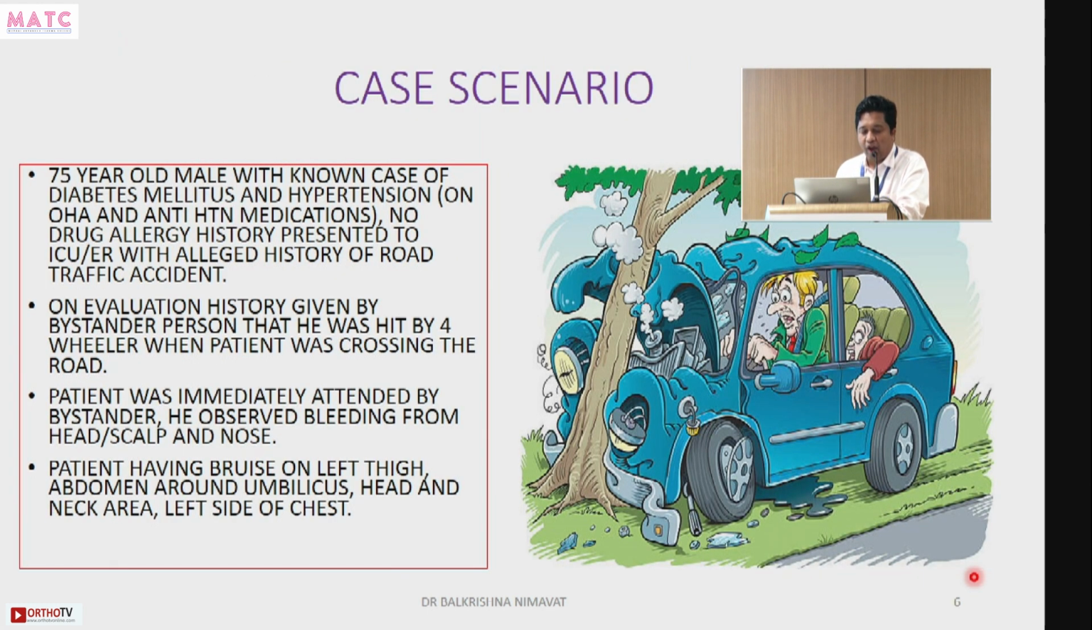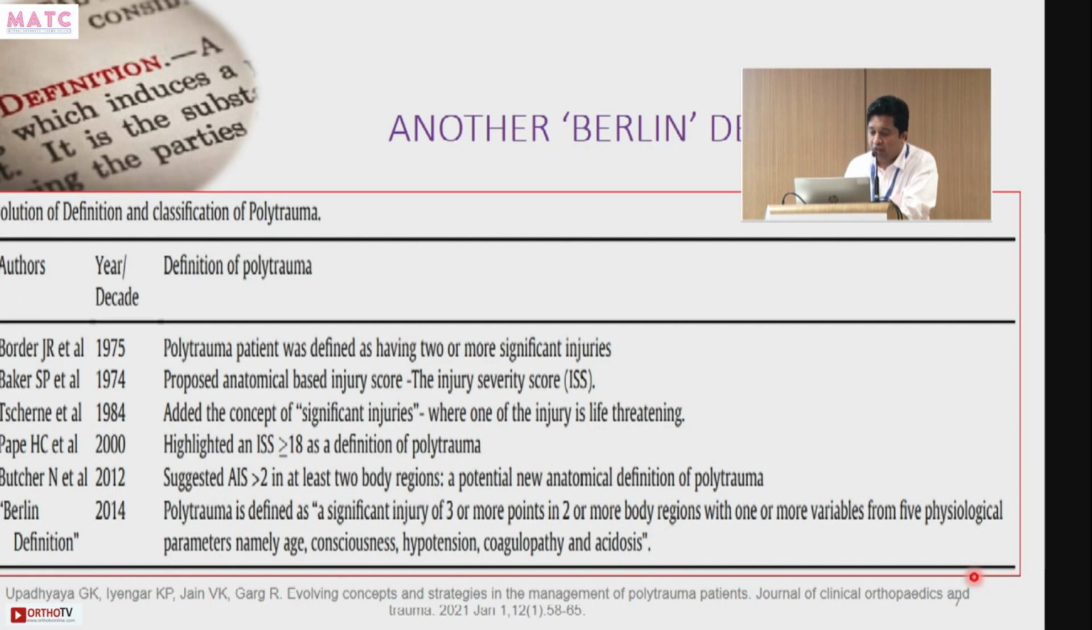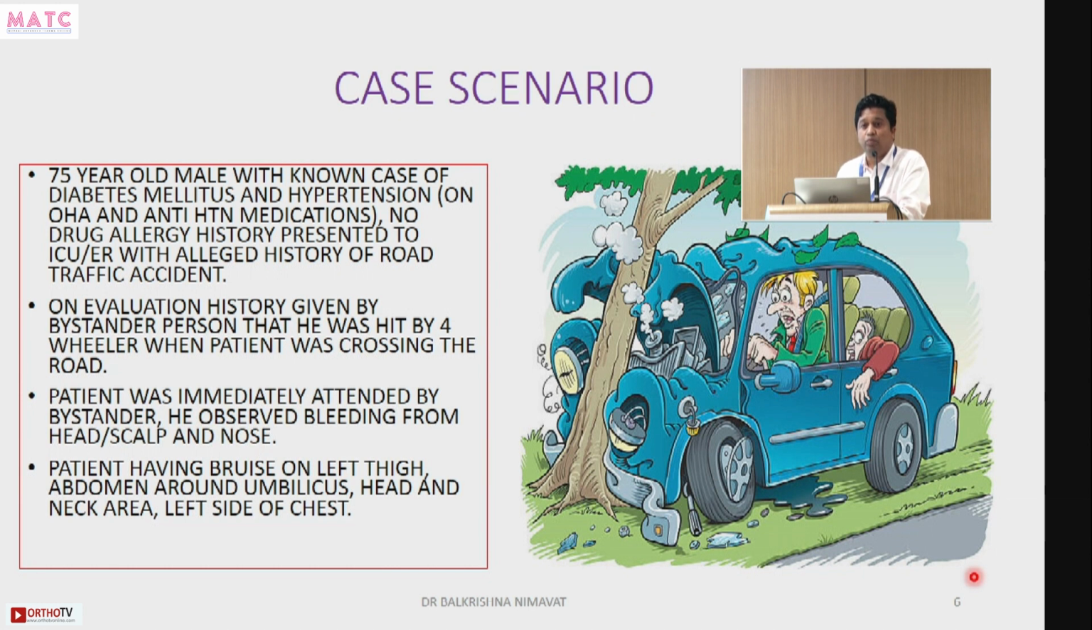If you have a 74-year-old male who is diabetic, hypertensive, on medical management, with no allergies, who has come to your ER with a road traffic accident. On evaluation, a bystander says he was hit by a four-wheeler while crossing the road, and the bystander immediately attended to him and observed bleeding from the head and scalp. He also noted bruises on the thigh, abdomen, umbilicus, head and neck area, and left side of his chest. So, does this patient have a polytrauma?